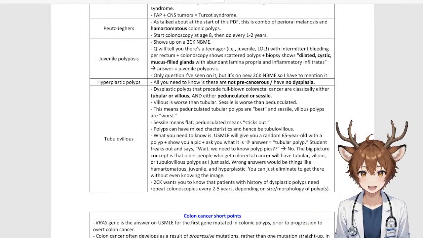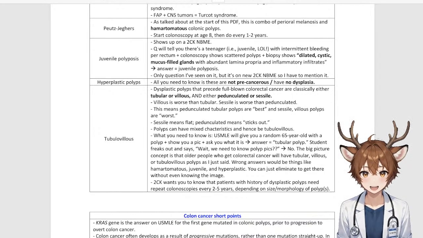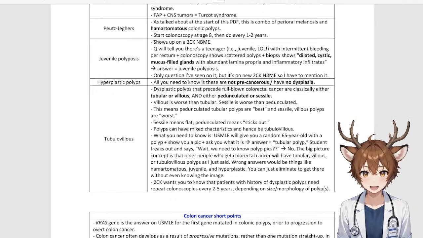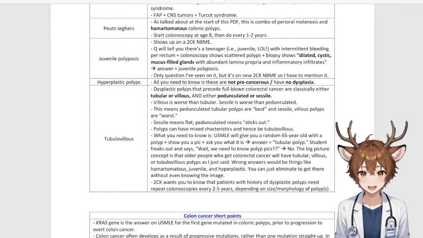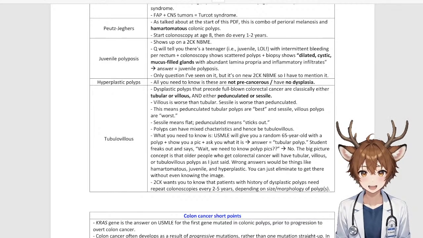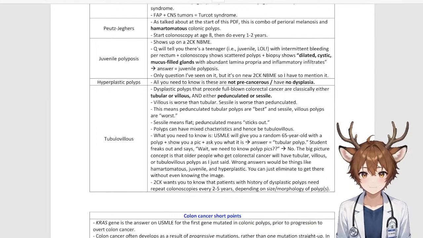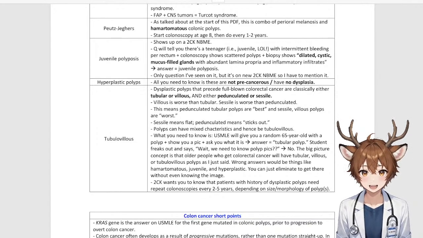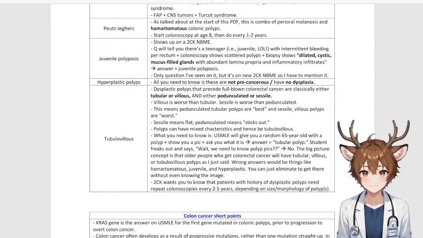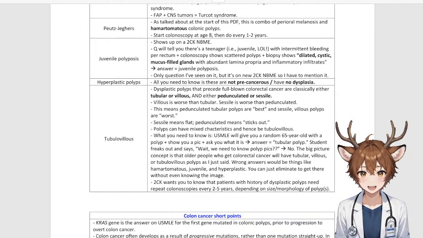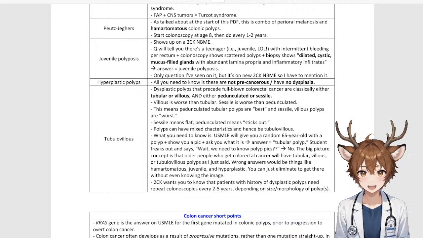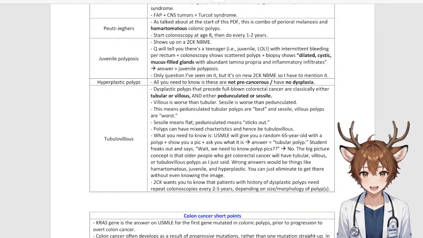Hyperplastic polyps. All you need to know is that they are not precancerous and have no dysplasia. Tubulovillous. Dysplastic polyps that precede full-blown colorectal cancer are classically either tubular or villous and either pedunculated or sessile. Villous is worse than tubular, sessile is worse than pedunculated. This means that pedunculated tubular polyps are best and sessile villous polyps are worst. Sessile means flat, pedunculated means sticks out. Polyps can have mixed characteristics and hence it can be tubulovillous.